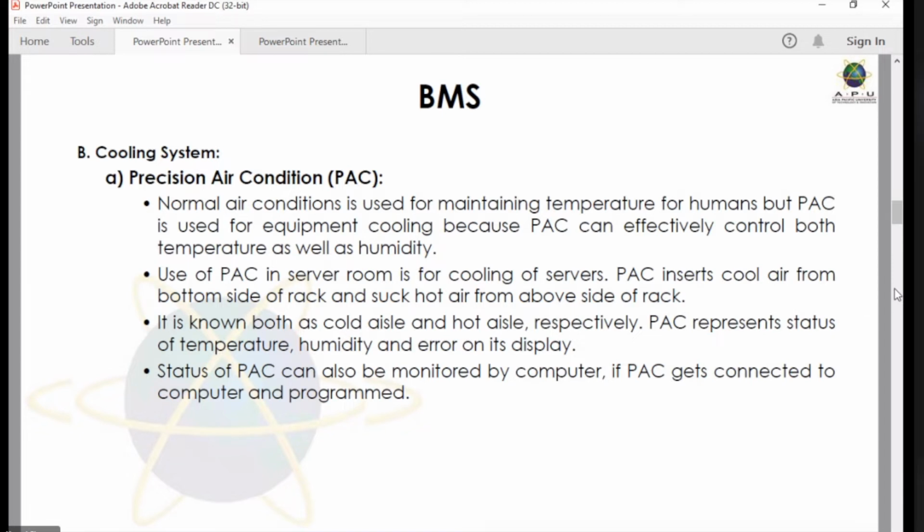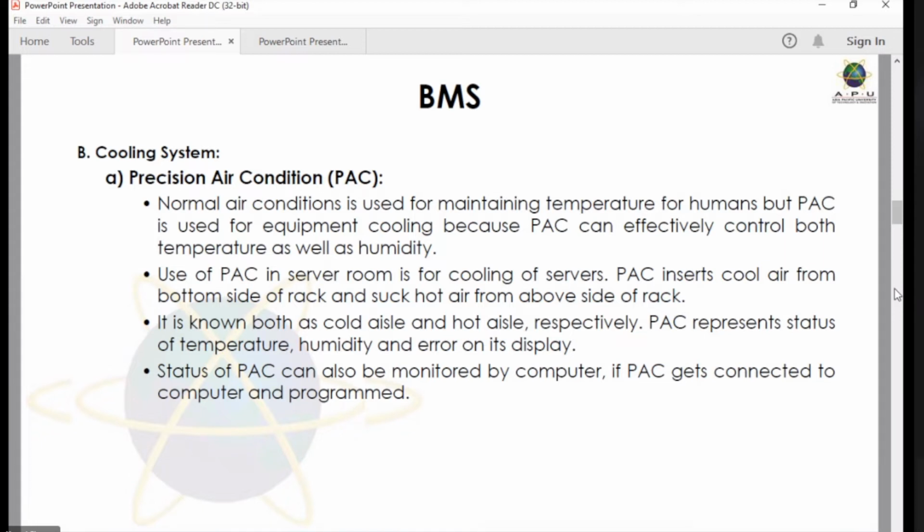Normal air conditioning is used for maintaining temperature for humans, but PAC is used for equipment cooling because PAC can efficiently control both temperature as well as humidity. CRAC units are more related to temperature, but precision air conditioning, PAC, can control humidity as well as temperature. The use of PAC in the server room is for cooling of servers. PAC inserts cool air from both sides of the rack and sucks hot air from above the rack. These are known as the cold aisle and hot aisle respectively.